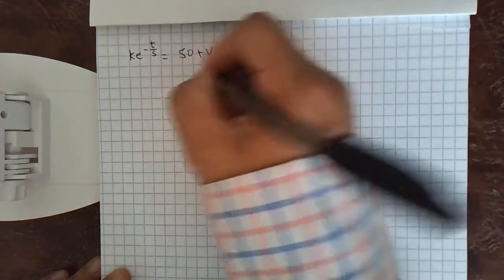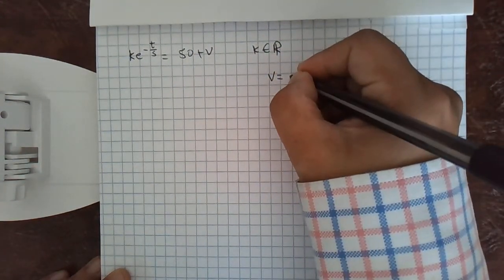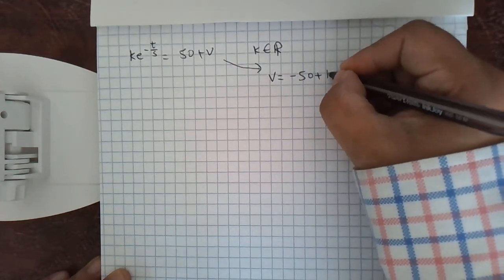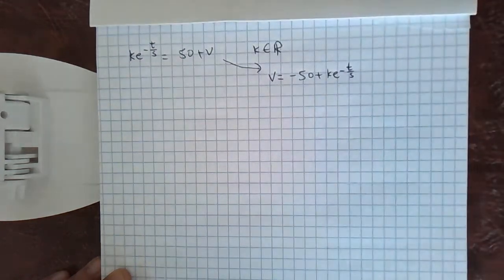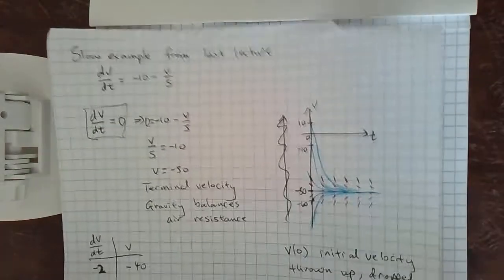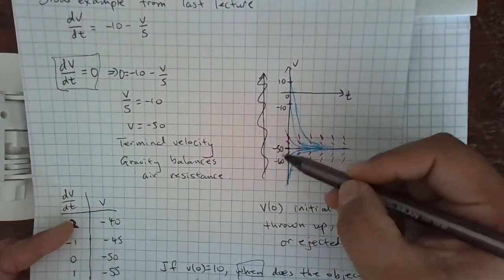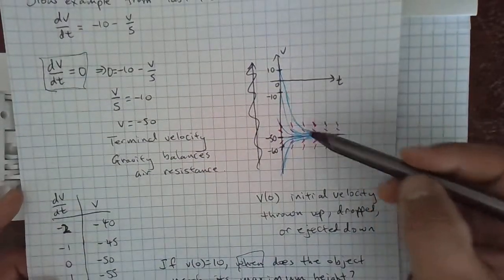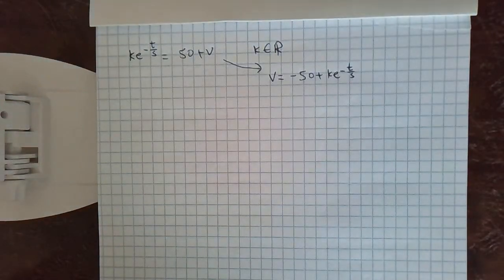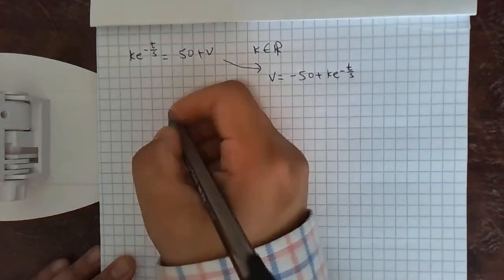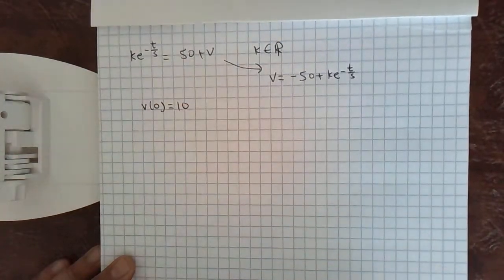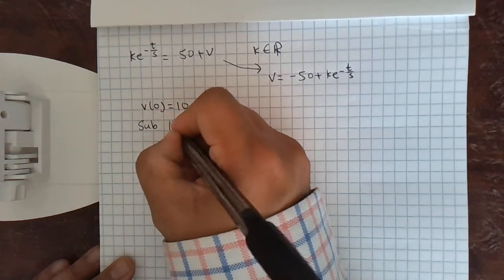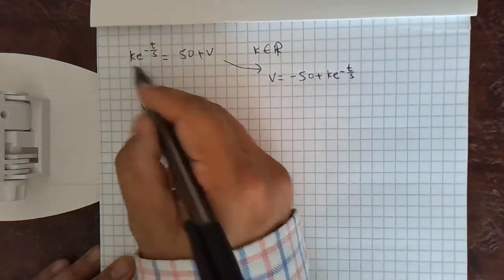And it's not always necessary unless this is the final thing they're asking for, but I can write an explicit solution, v equals negative 50 plus k e to the negative t over 5. And all of these solution curves are a graph of this function for some value of k. If we pick one value of k, we're now on a specific solution curve. Okay, what did we want? We wanted v of 0 to be 10. So I'm going to substitute the point 0, comma 10 for t, comma v into here.